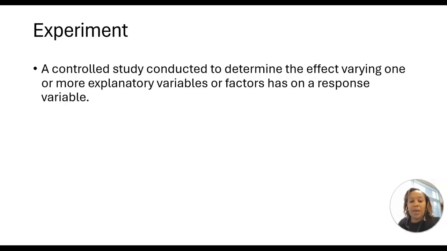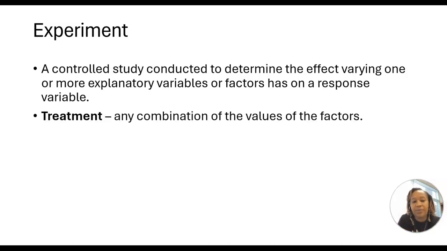So what is an experiment? An experiment is a controlled study conducted to determine the effect that varying one or more explanatory variables or factors has on a response variable. So remember, your explanatory variables were your independent variables. These were the things that you are changing, that you're manipulating, also known as factors. And you want to see how these affect some type of response variable. That's the outcome or the dependent variable. And so that's the thing that you're interested in the change happening to, okay? Or the change that you're interested in happening.